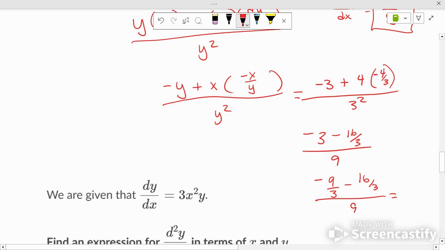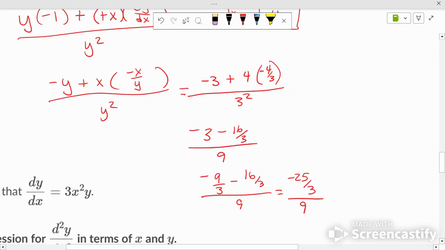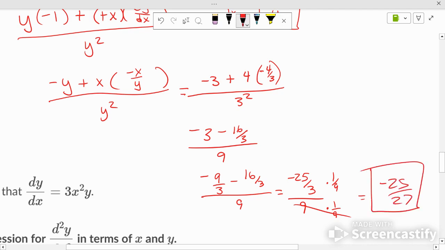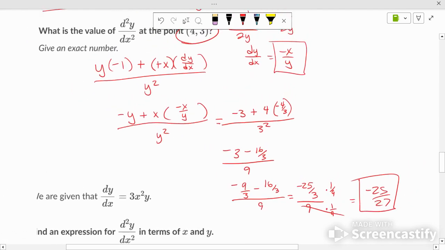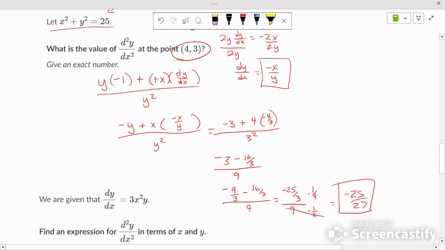All right. How are we doing now? We're better? I think it looks a lot better. What's negative 9 minus 16? Negative 25/3 over 9. And then multiply both the top and bottom by 1/9 to get rid of that 9 on the bottom. So it's negative 27, or negative, come on, Mr. Bierschbach. Negative 25 over 27. Boom, boom, boom, boom. That's the value of the second derivative of that function at 4,3.